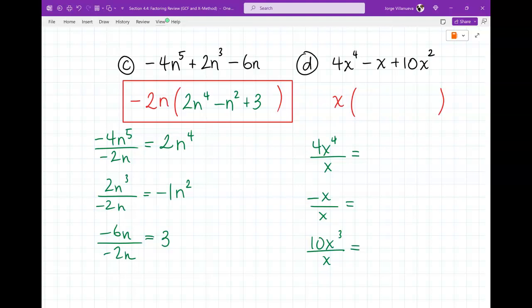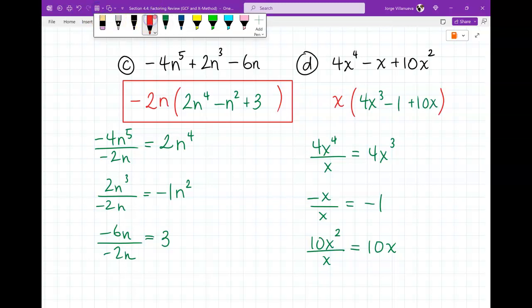So 4x to the 4th divided by x is 4x cubed. Negative x divided by x, 10x to the sec... Oh, thank you. 10x to the second. Thank you for that. Make sure I write that down. What was that? Negative x divided by x is negative 1, because the x is canceled. And then 10x squared divided by x is 10x. So my answer will be 4x cubed minus 1 plus 10x.